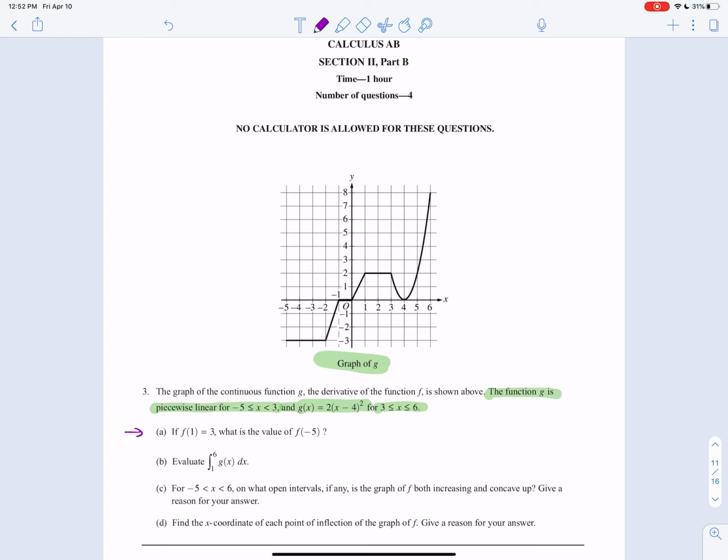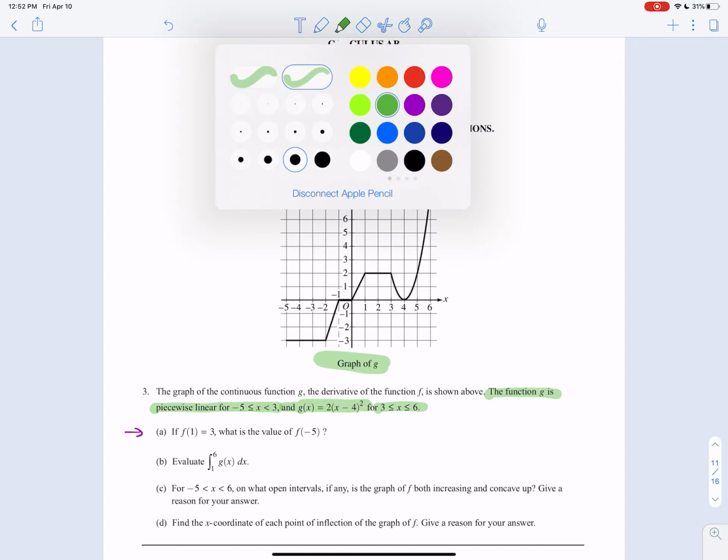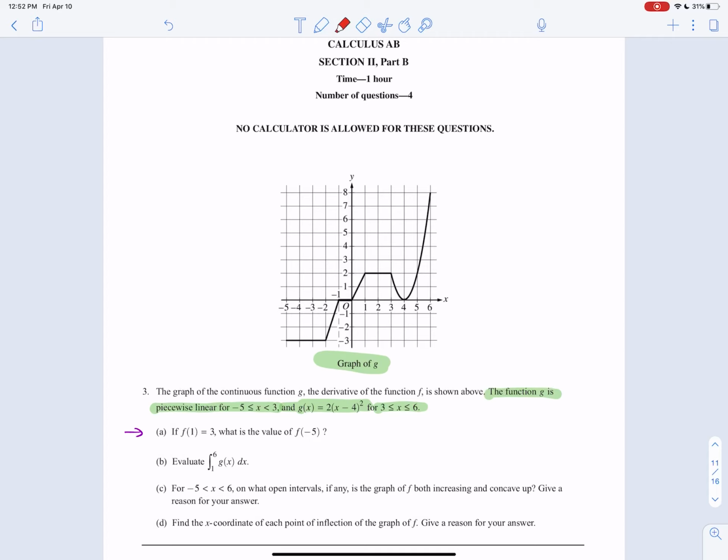Part A, if f of 1 is 3, what is the value of f of -5? What the heck is f, right? So if you read back a little bit more clearly, the graph of the function g is the derivative of the function f. So let me write that down over here. We know that g of x is equal to f prime of x. Okay, so a little bit sneaky, but here we go.